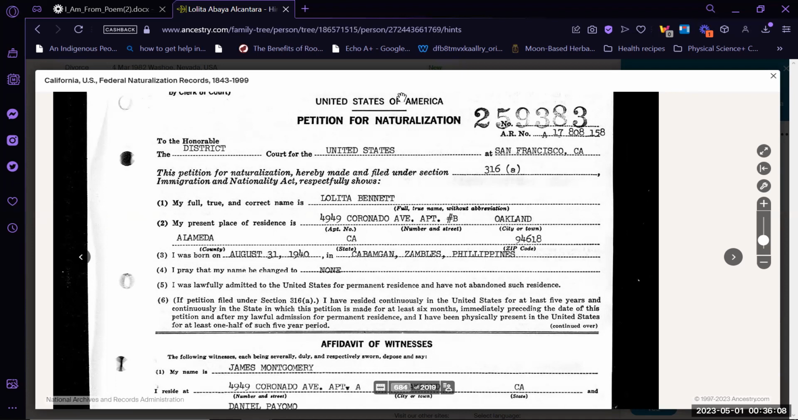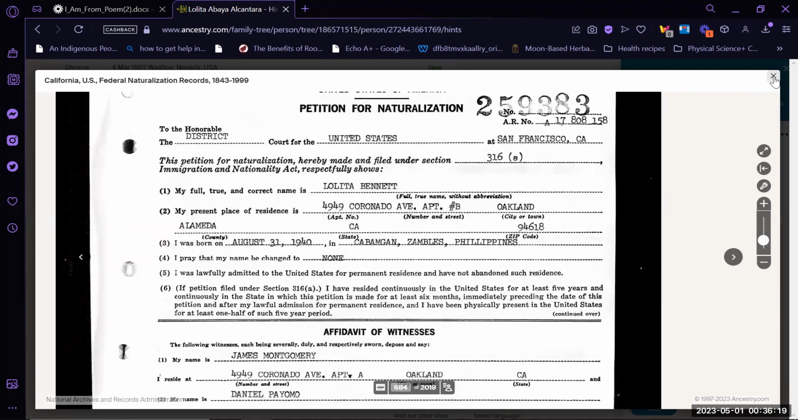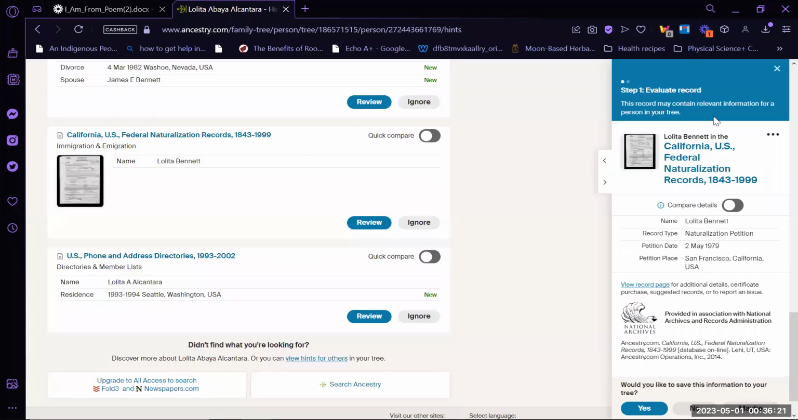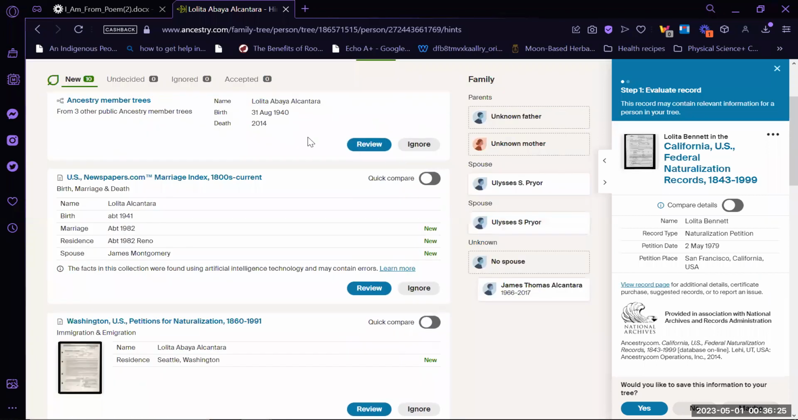So I hope you enjoyed this. I hope this was informative. I'm really glad to show you a document of my grandma naturalizing in the United States and give you a rundown on how to find it.